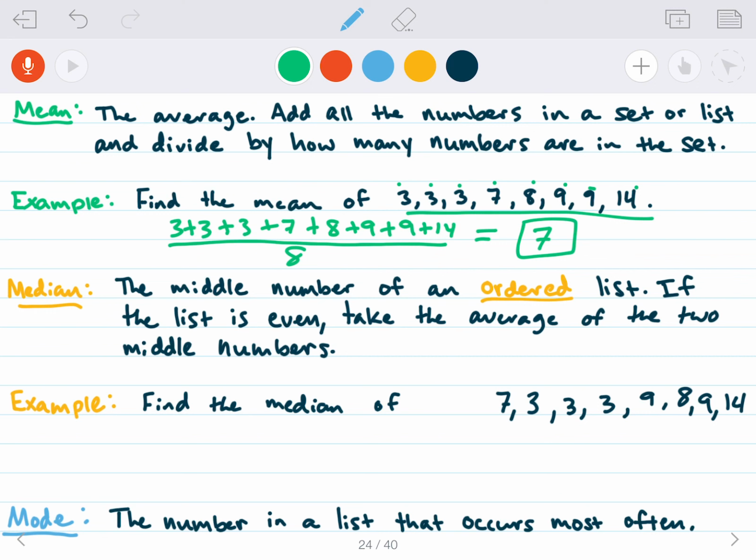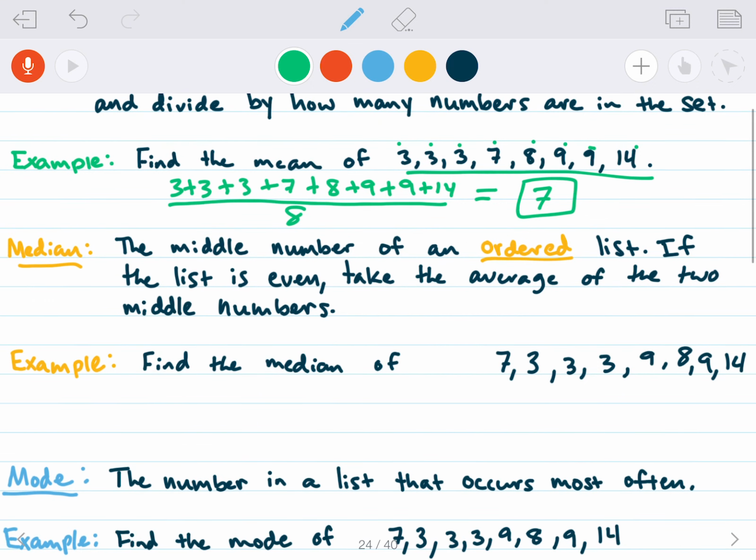So let's look at an example here. We want to find the median of this set. So I'm going to put these in order. So the lowest is 3. So we have 3 threes. And then the next lowest is 7, then 8, then 9, then 9, then 14.